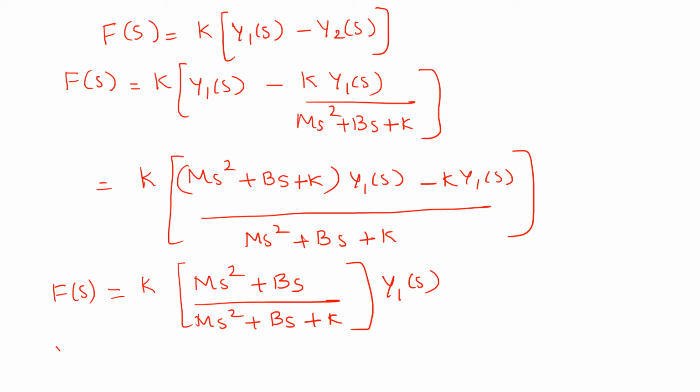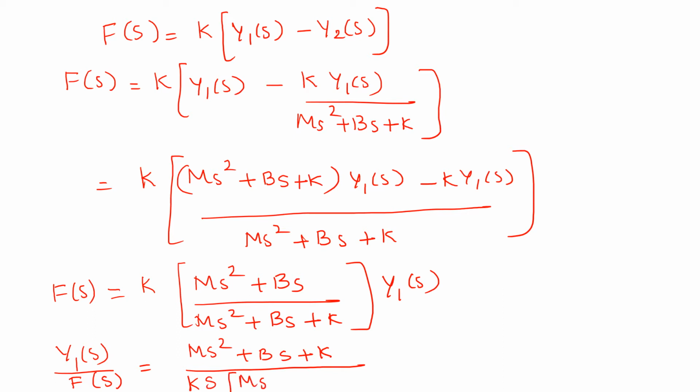So what we need is the transfer function, which is y1 of s by f of s. So this we can write as ms square plus bs plus k divided by k into s into ms plus b. So this is the required transfer function. Ms square plus bs plus k divided by k into s into ms plus b is the required transfer function for the given mechanical system.